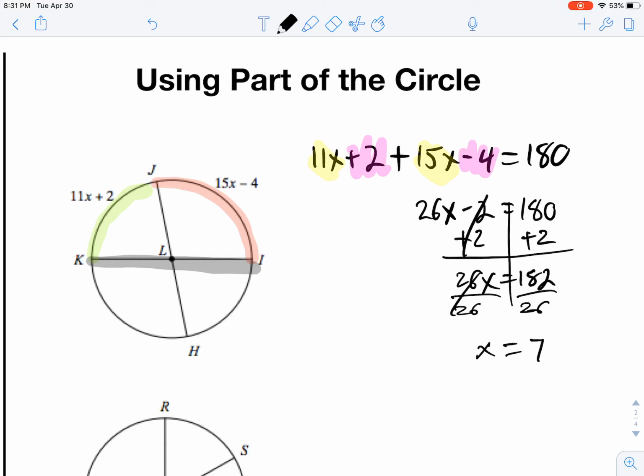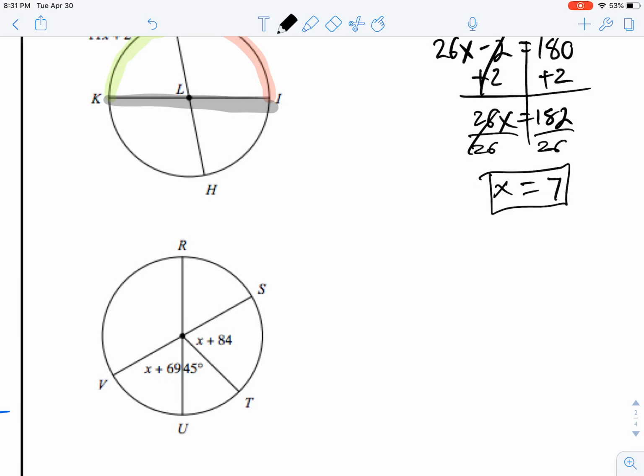And you get x equals 7. Boom. Done. There's your answer. Okay? Alright, let's go on to this next one.